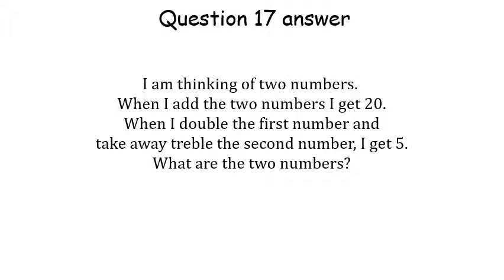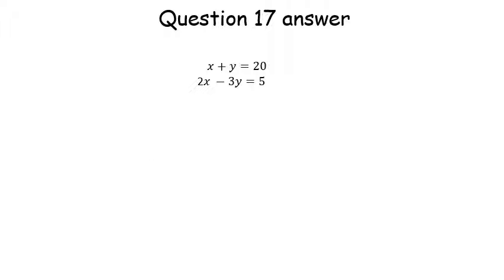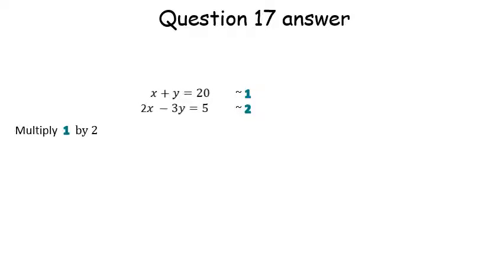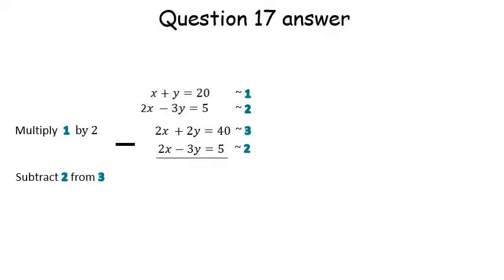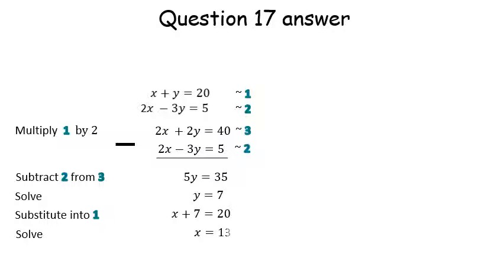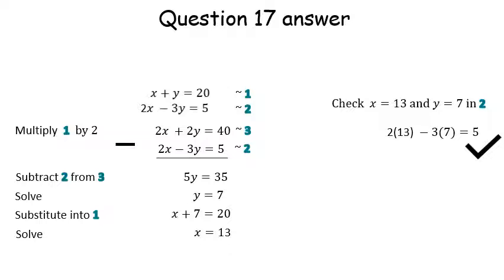Question 17. The two equations are x plus y equals 20 and 2x minus 3y equals 5, and I've named them equation 1 and equation 2. I've multiplied equation 1 by 2 and then subtracted equation 2 from equation 3 and solved to get y equals 7. I've then substituted y equals 7 into the first equation and solved to get x equals 13. Checking both those in the second equation, they work, so my two numbers that I'm thinking of are 7 and 13.